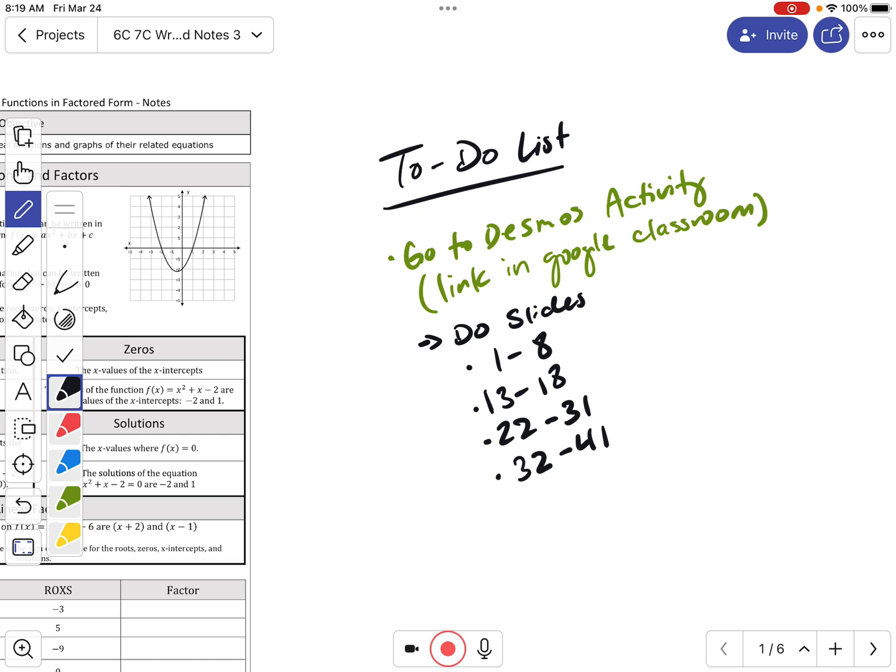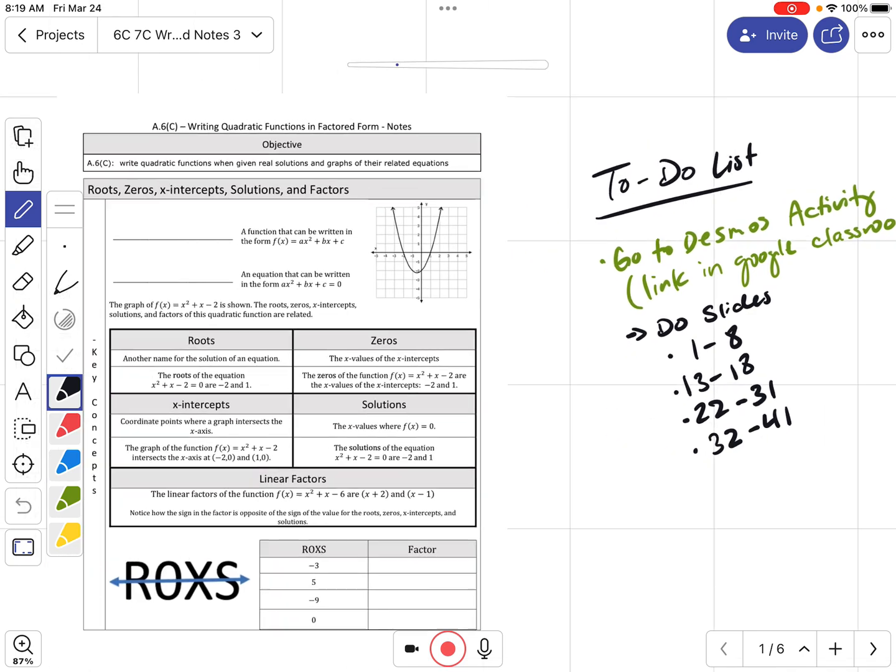Today's goal is that we're learning two new things, but I'm going to show you guys a very quick, easy way to do them so the notes don't feel as long. So the first part should look like this.